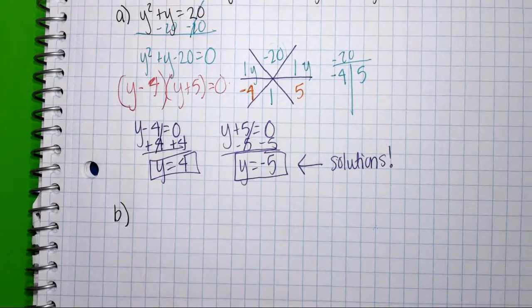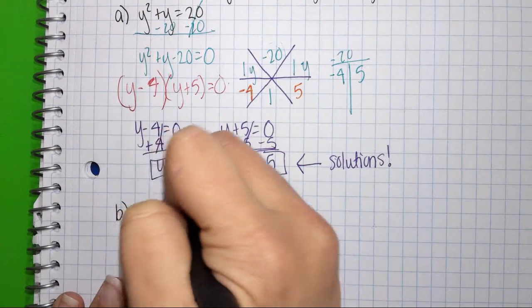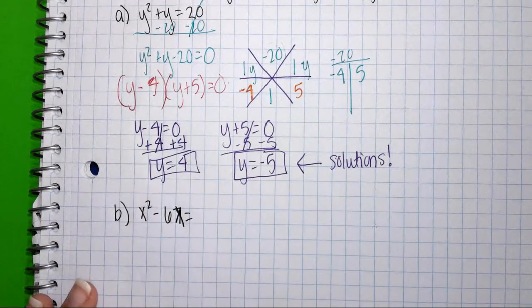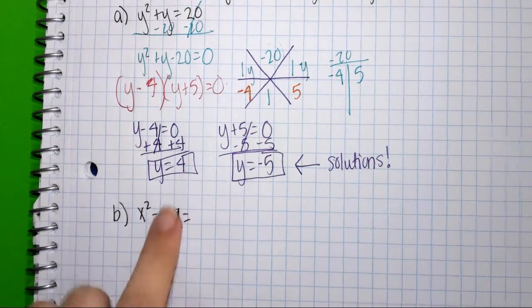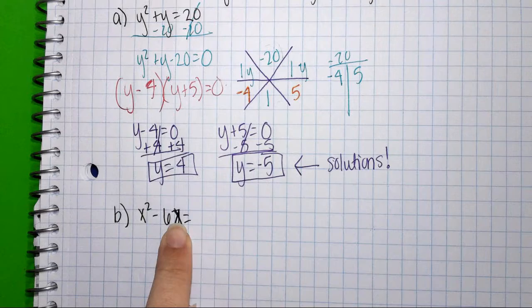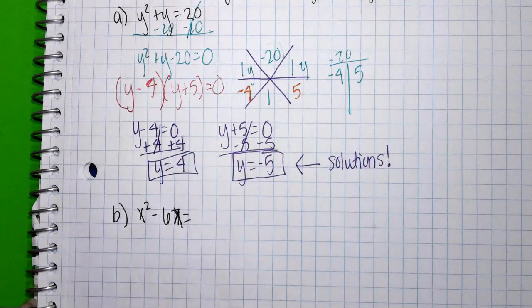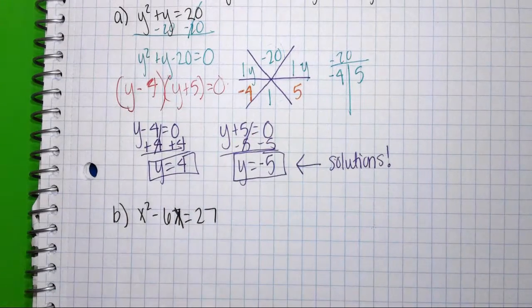Sorry. X squared minus 6x. That is not an x. That is an x, kind of. That is supposed to be an x. I'm really sorry. I don't know why I wrote a 7. Equals 27.